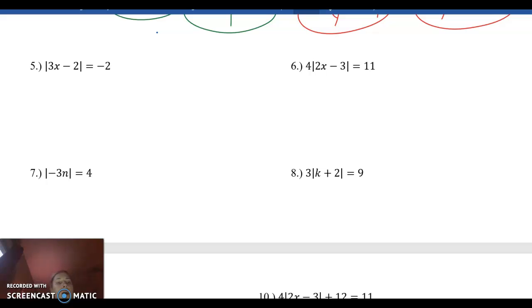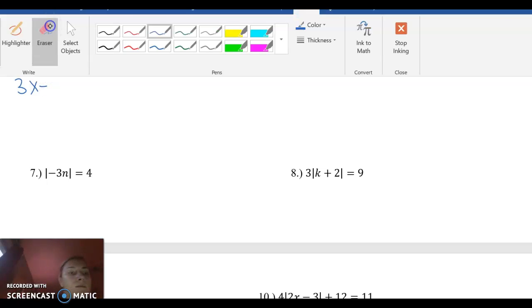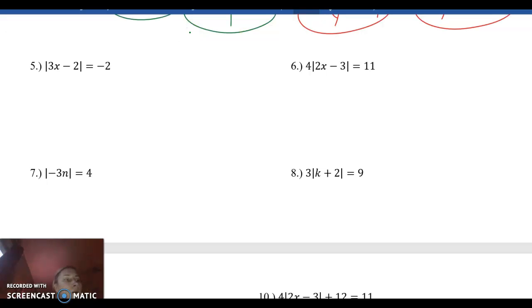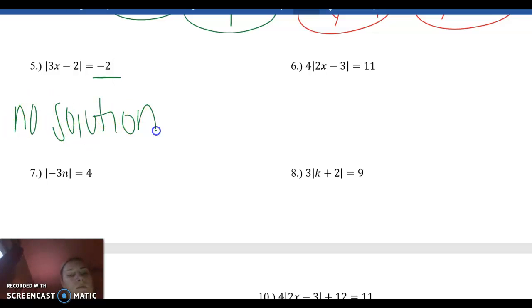Okay, number 5, nothing's attached to our absolute value, so we can go ahead and set up our 2 cases. Oh, I'm sorry. Go back, ignore that. Remember our question from earlier? It was our second question: is it equal to a negative? Yes, we have a negative on the other side of the equal sign. So we already know our answer is no solution, because we cannot be a negative distance from 0. Okay?